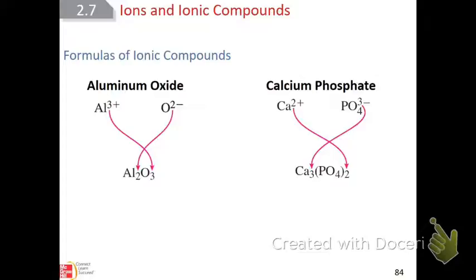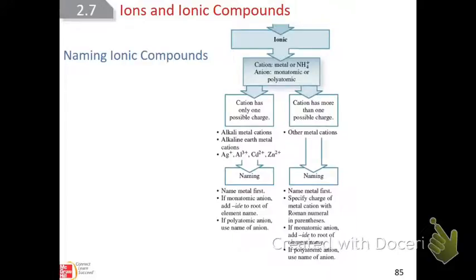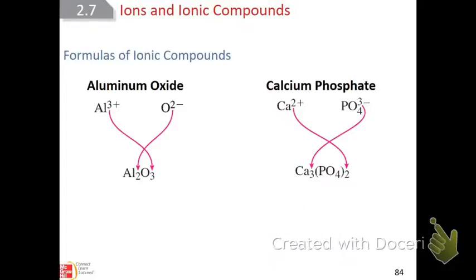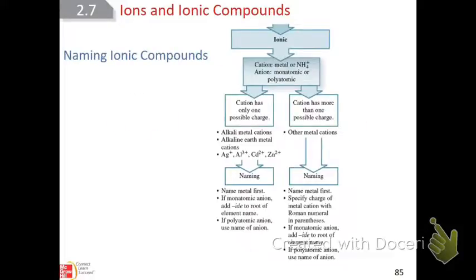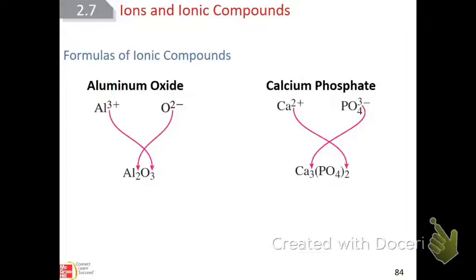You simply name the cation, in this case aluminum. This was aluminum ion. This is the name of this ion, aluminum ion.